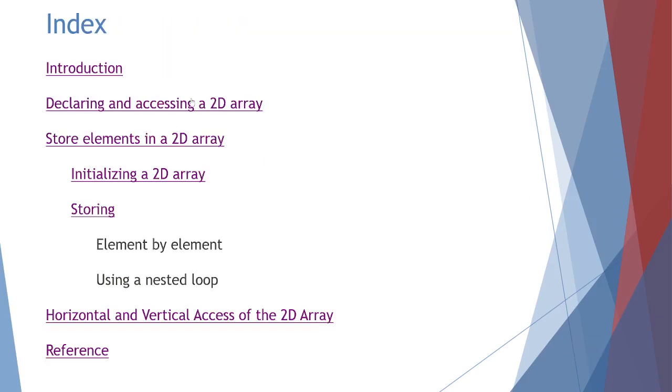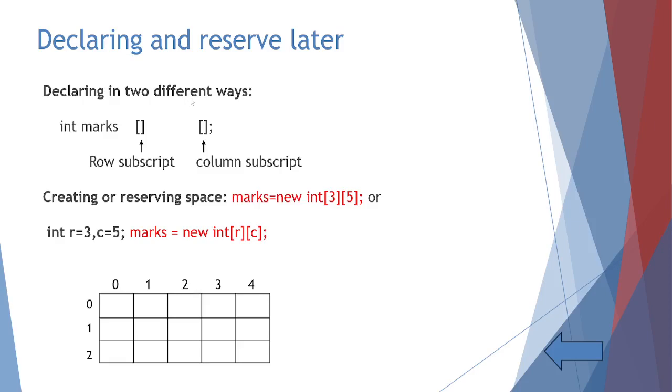Now declaring and accessing. Declaring is done in two different ways. First of all, declare and then reserve. Second way is declare as well as reserve space. We'll see declare and reserve later. Now int marks[][] means the first square brackets talk about the row subscript, the second square brackets the column subscript.